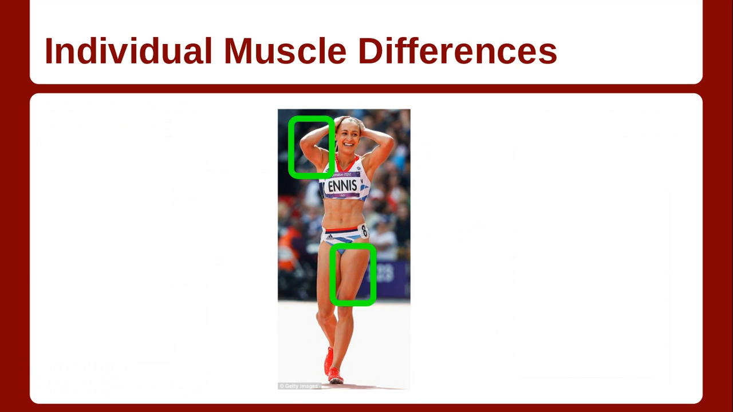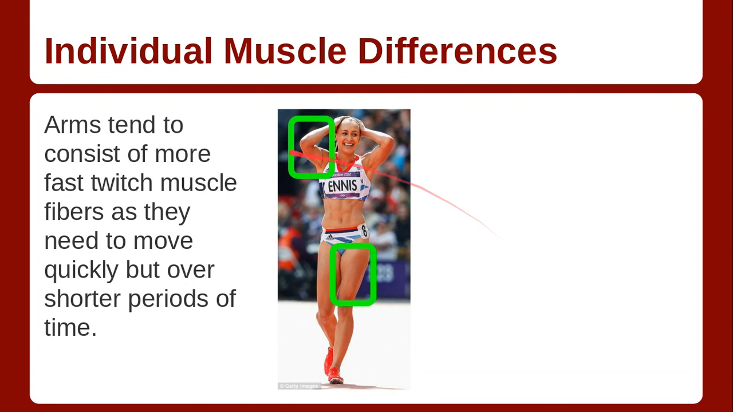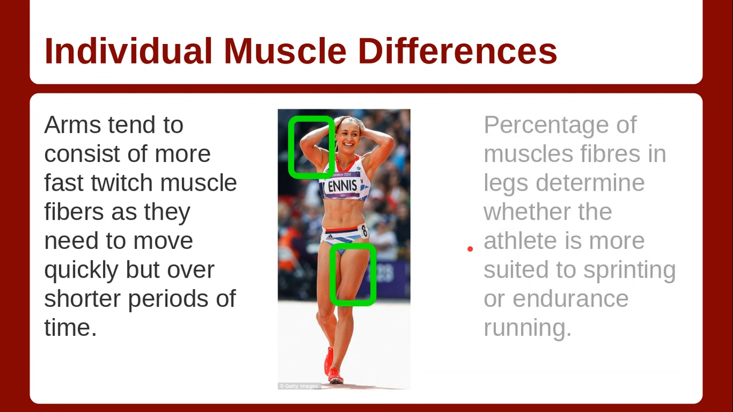We also have muscle differences within our own bodies. So Jessica Ennis here, I've obviously highlighted her arms and her legs. Her arms will tend to have more fast twitch fibers. If you think about the movements that you do with your arms, they are normally quicker movements, whereas your legs will have a higher percentage of slow twitch fibers, because we do things like walking most of the day.